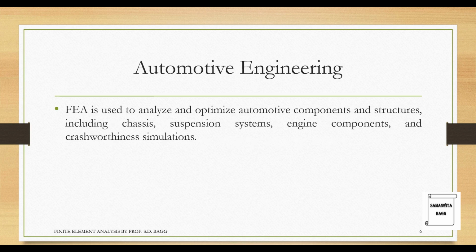Automotive engineering. FEA is used to analyze and optimize automotive components and structures, including chassis, suspension systems, engine components, and crashworthiness simulations. So all these things are again very important, like aerospace, because automotive is another industry which is widely spread. Everything you need to travel, apart from something which is there in the air or on sea, is a part of automotive engineering. It could be buses, trains, auto rickshaws, cars. Everything is a part of automotive engineering.